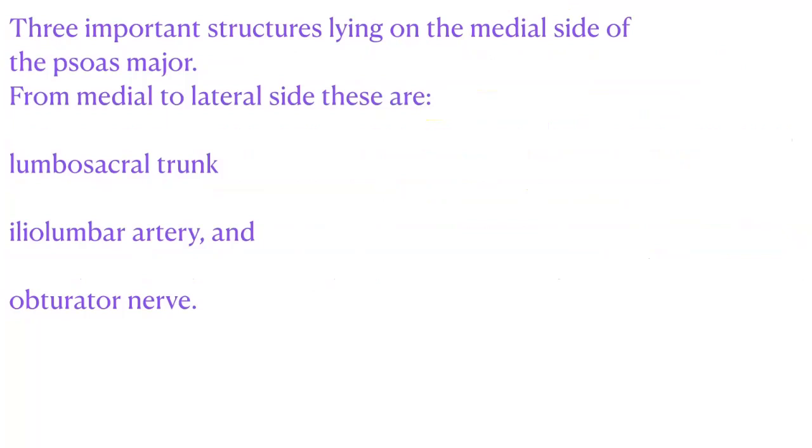And the three important structures lying on the medial side of the psoas major, from medial to lateral side, are the lumbosacral trunk, iliolumbar artery, and obturator nerve. You'll see that.